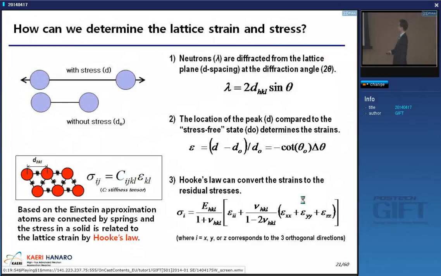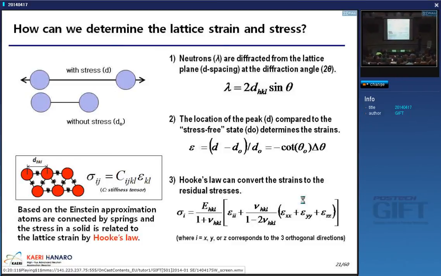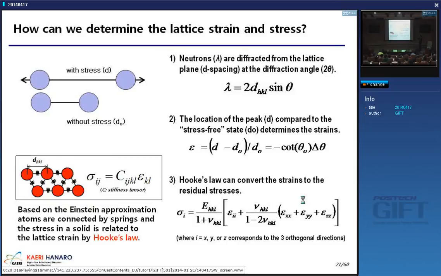But how can we calculate the strain and stress from the interplanar spacing? So let's imagine there are two atoms here. Without any stress, there are two atoms here. With some tension, the atom distance is like this. Okay, so you can calculate the d spacing from Bragg's law. Once we know the d spacing, it can be converted to the strain. The strain is d spacing minus d zero, where d zero is without stress, the standard case, divided by d zero.